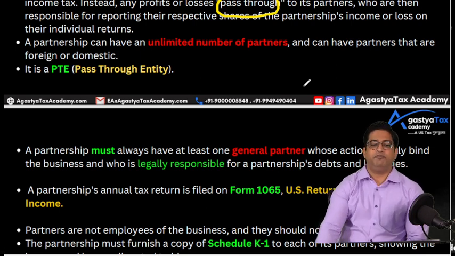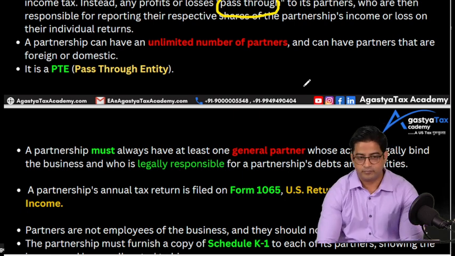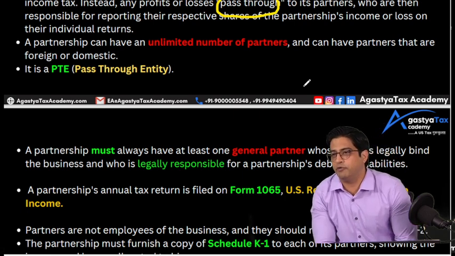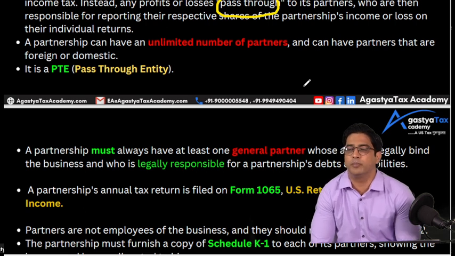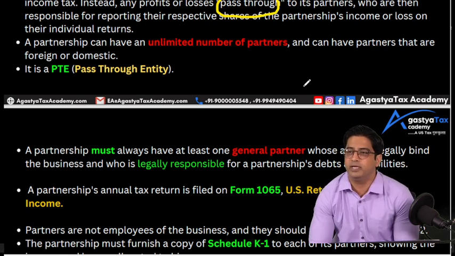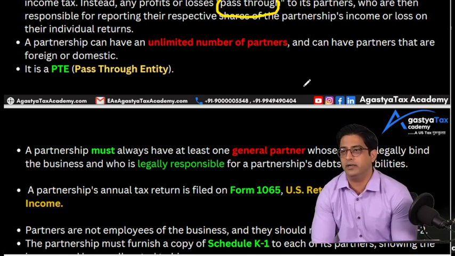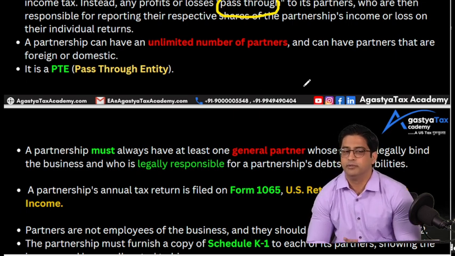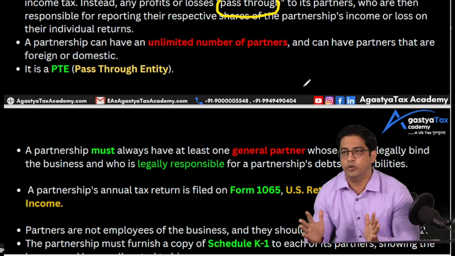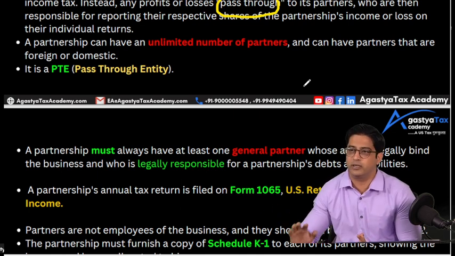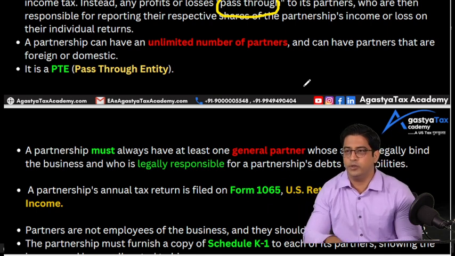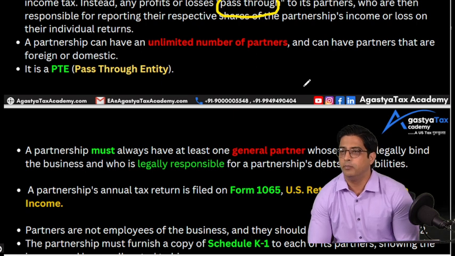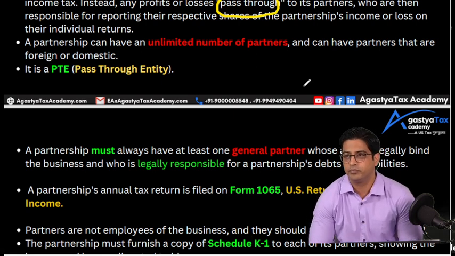And the partners can be foreign or domestic. So if you are forming a partnership, there is no restriction on the number of members. But if you are choosing an S corporation as an entity, it can have only 100 members. There is a restriction. For a partnership, there are no restrictions, unlimited number of partners. And the partners can be non-resident aliens also, like people who are foreign, who are not in US. They can also be a member in a partnership. Okay.